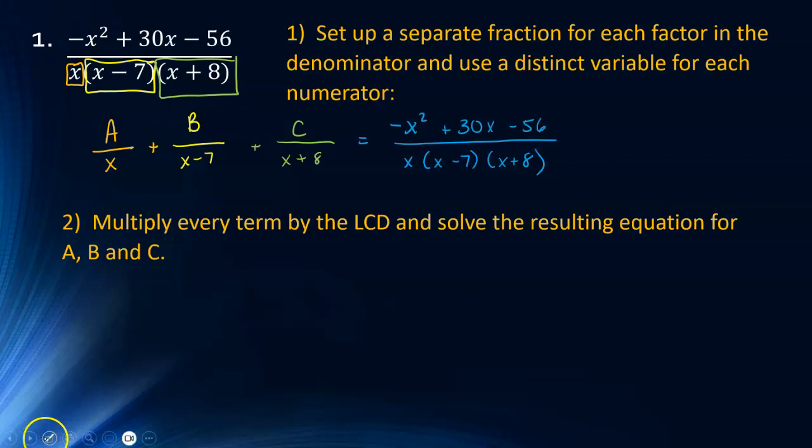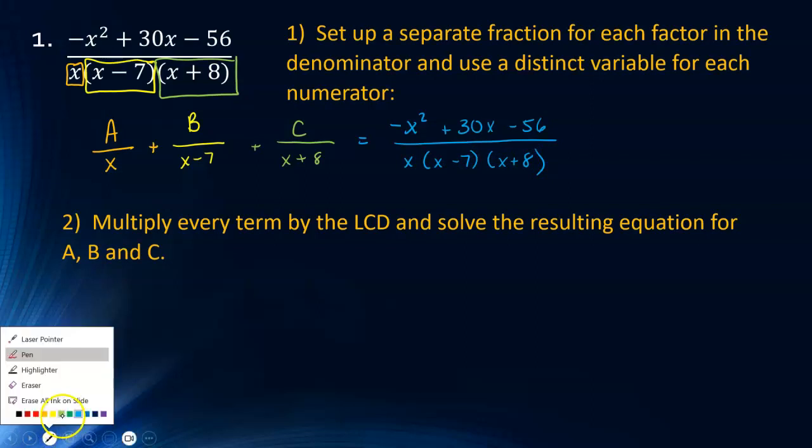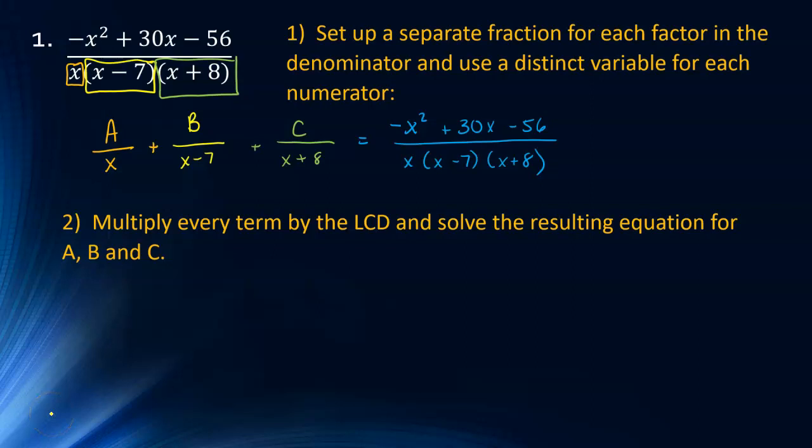All right, so to simplify this, we're going to multiply every term by the least common denominator and solve the resulting equation for a, b, and c. The least common denominator in this case is what we had in our original fraction, x times x minus 7 times x plus 8. So we're going to multiply every term by the LCD and solve the resulting equation. Let's see how that works.